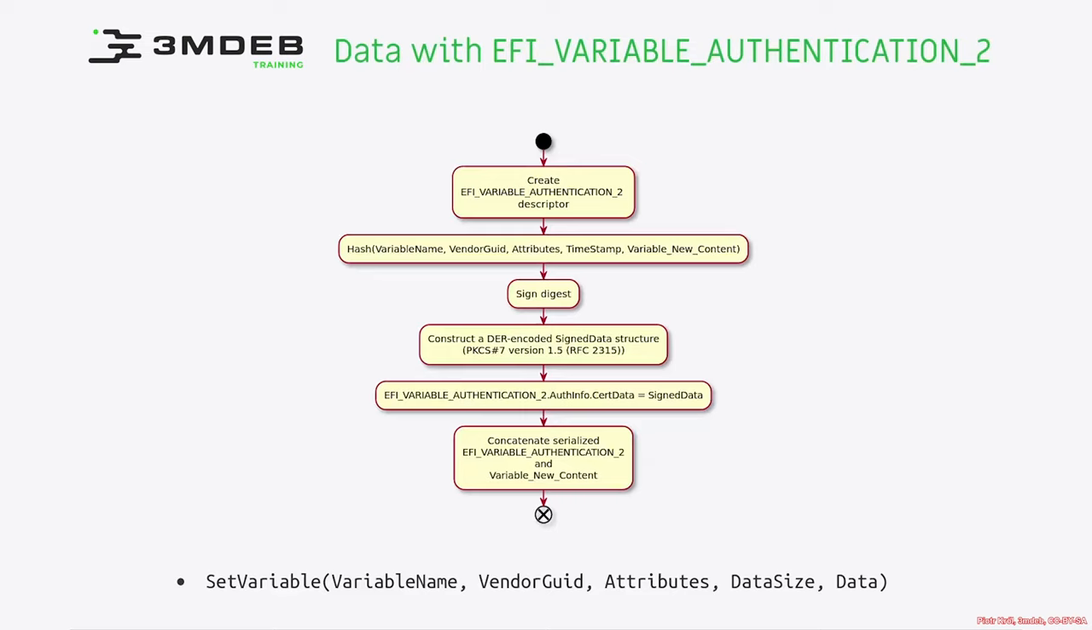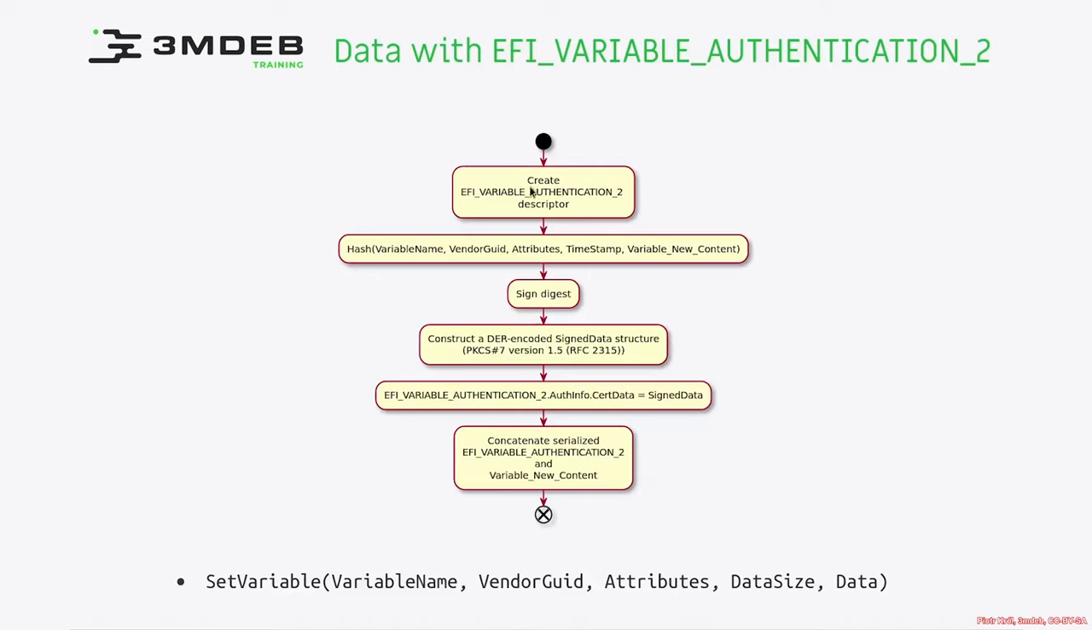In this case, the caller is responsible for gathering all required information like hashes and signatures, constructing the PKCS7 structure, and concatenating it with the data that is used to update the value of the variable or to provide the initial value of the variable. At the final step, the whole concatenated data is passed to the function. So we have to go through all this process every time we want to create or update an authenticated variable. Let's try to do that right now.